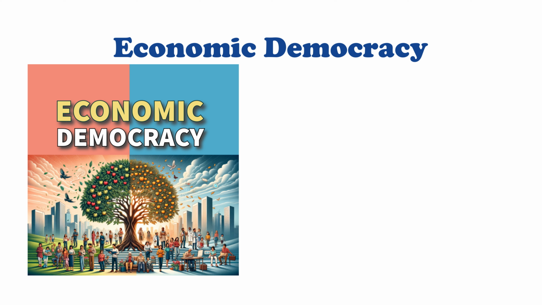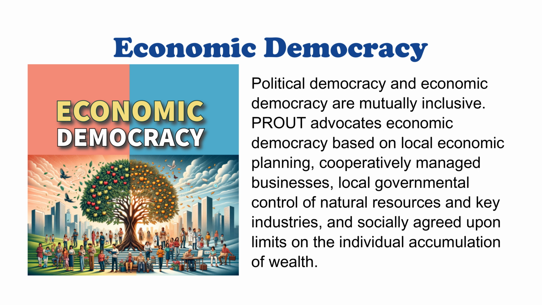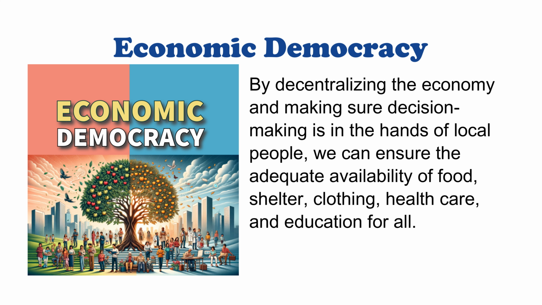Economic democracy. Political democracy and economic democracy are mutually inclusive. PROUT advocates economic democracy based on local economic planning, cooperatively managed businesses, local governmental control of natural resources and key industries, and socially agreed upon limits on the individual accumulation of wealth. By decentralizing the economy and making sure decision-making is in the hands of local people, we can ensure the adequate availability of food, shelter, clothing, health care, and education for all.